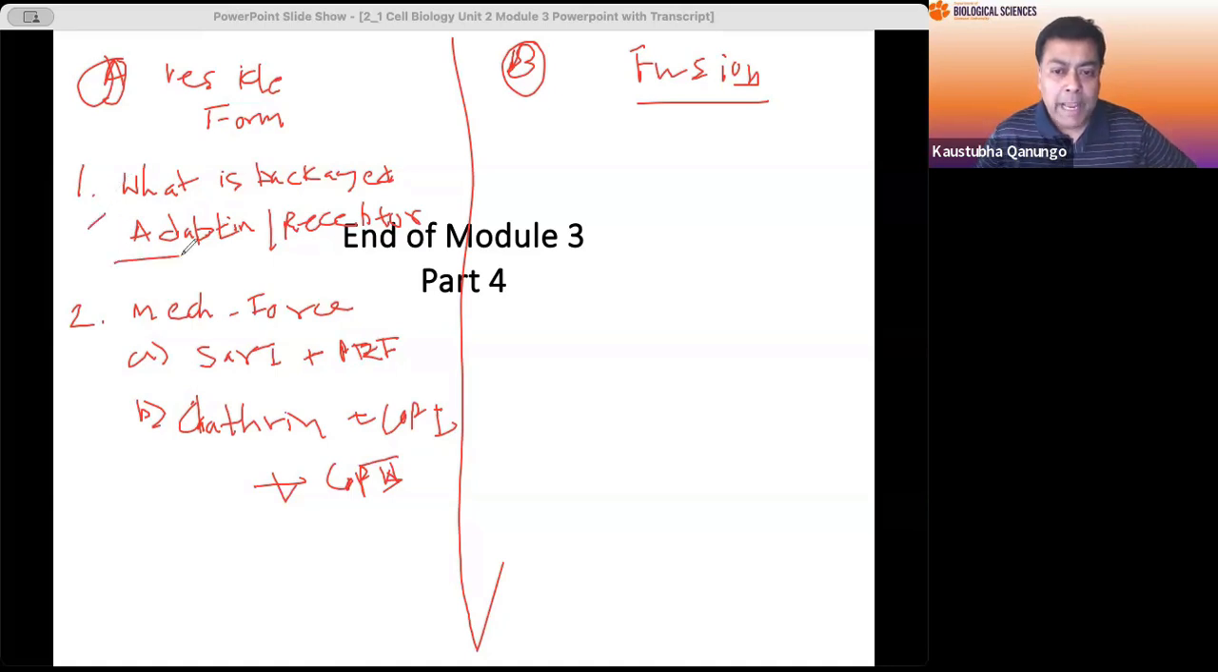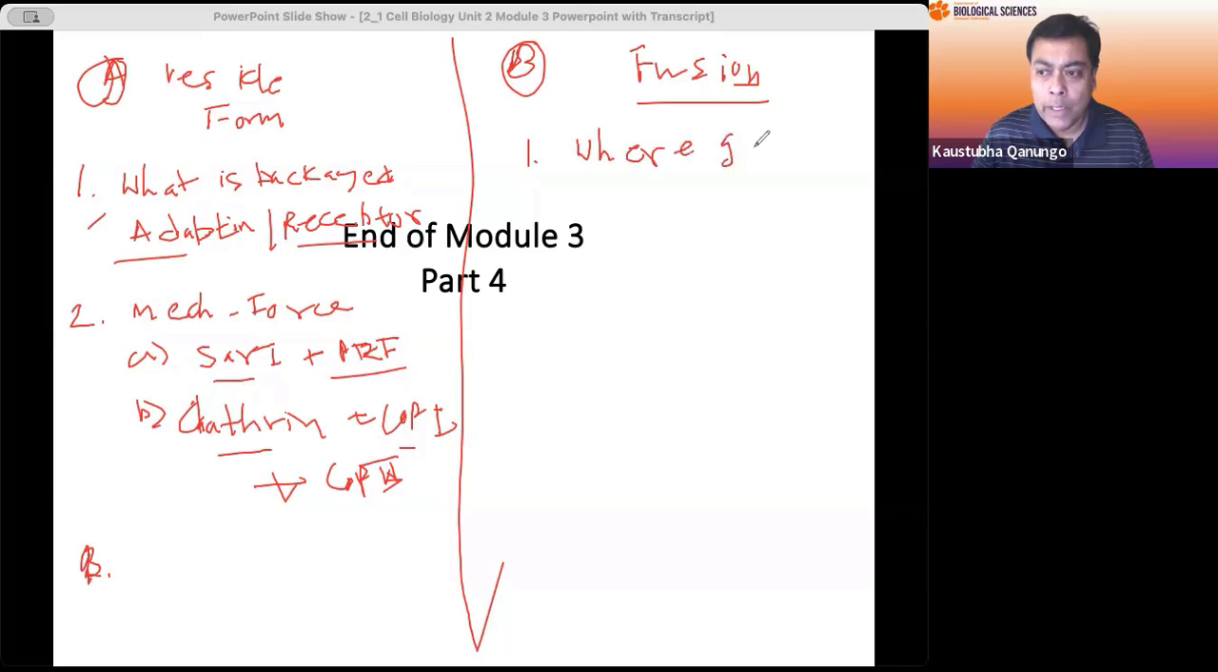What is packaged is specified by adaptin and the receptor, and the specific mechanical force comes from SAR1, ARF1, and clathrin. So know this. After that, the vesicle is formed, and then comes the fusion. Right here, number one is where it is going: the address. This is RAB GTPases, all these different types, RAB GTPases plus RAB effector.